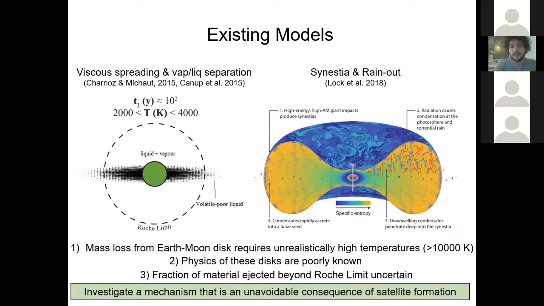So here we want to investigate another mechanism, which we show to be quite a constant process that occurs for all satellites forming in the vicinity of a larger body.